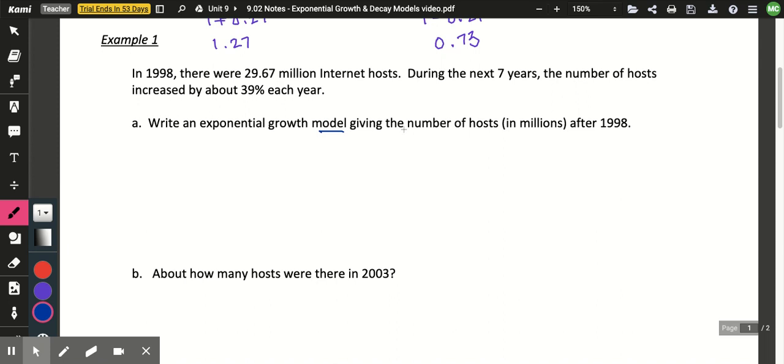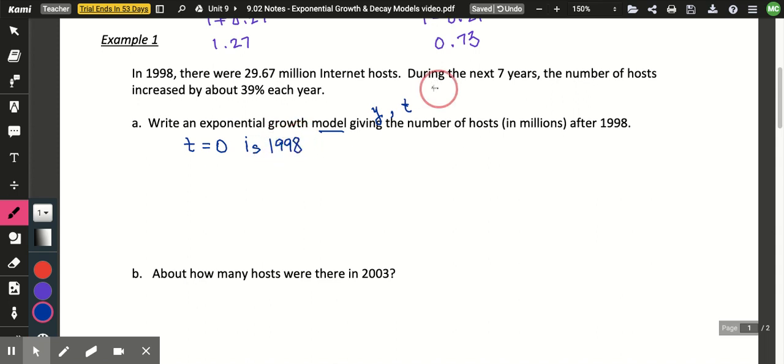When they're asking you to write the model, you still have to have two variables for that. So my two variables are going to be y, which would be the resulting amount, and t, which is the time. Those are the two things that can vary and affect one another. So first things first, within the problem, they tell me that time, the starting time, time t equals 0, is 1998. So that's going to be an important thing to notate there.